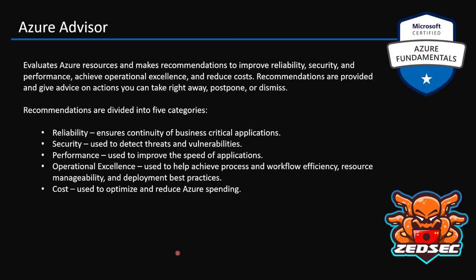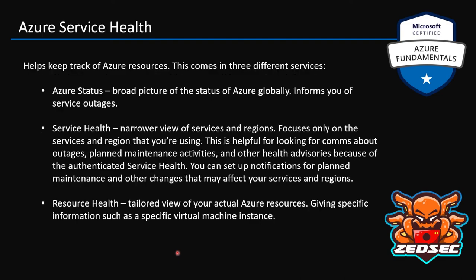Azure Advisor evaluates resources and makes recommendations to improve reliability, security, and performance, achieve operational excellence, and reduce costs. Recommendations are provided and give advice on actions you can take right away, postpone, or dismiss. And recommendations are divided into 5 categories. So there's reliability, which ensures the continuity of business critical applications, security, which is used to detect threats and vulnerabilities, performance, which is used to improve the speed of applications, operational excellence, which is used to help achieve process and workflow efficiency, resource manageability and deployment best practices, and cost, which is used to optimize and reduce Azure spending.